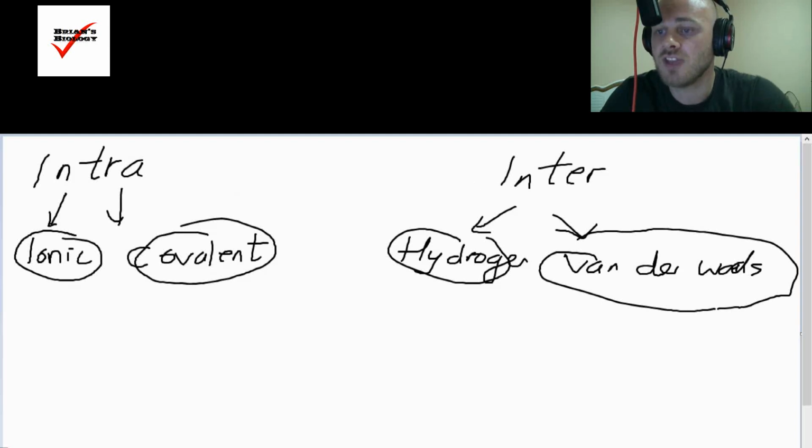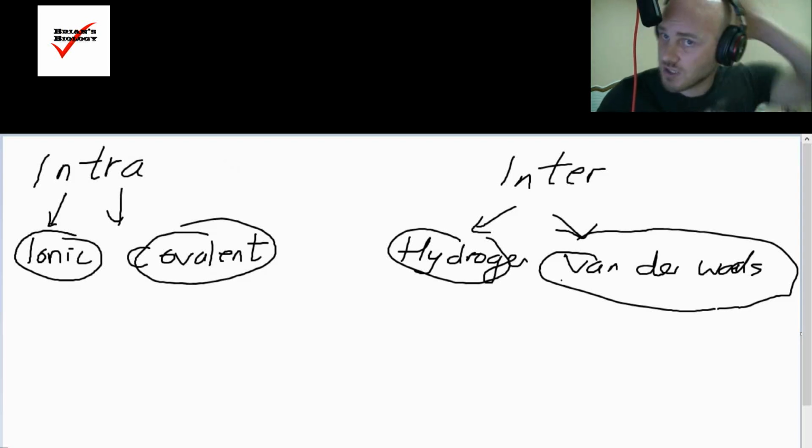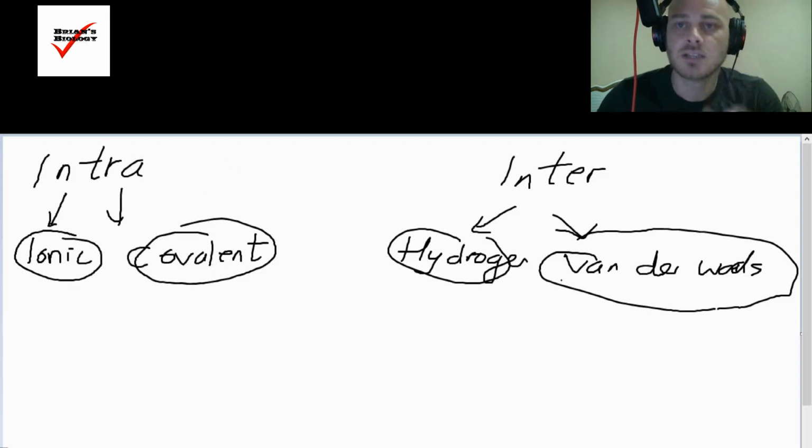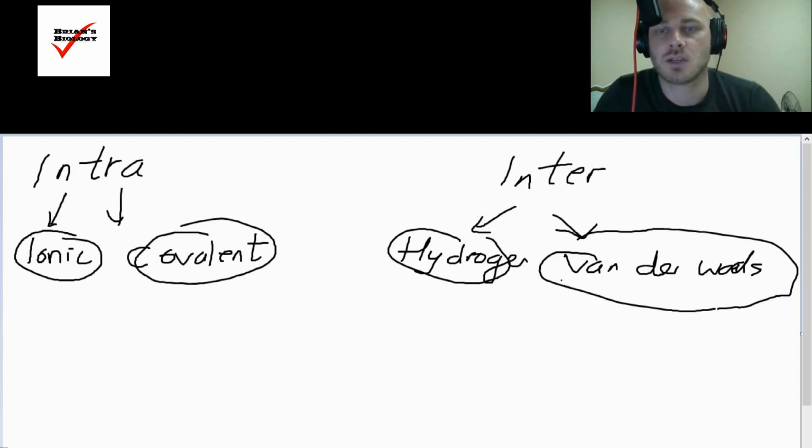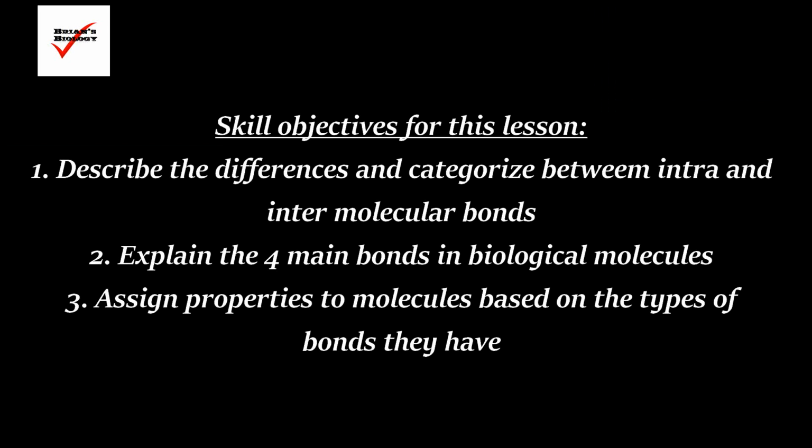So ionic and covalent bonds are the bonds we find inside a molecule, holding those atoms together. Whereas the intermolecular bonds, hydrogen and van der Waals, are 2 examples we concentrate on in biology. These are bonds that form between molecules. So that's the difference between inter and intramolecular bonds.